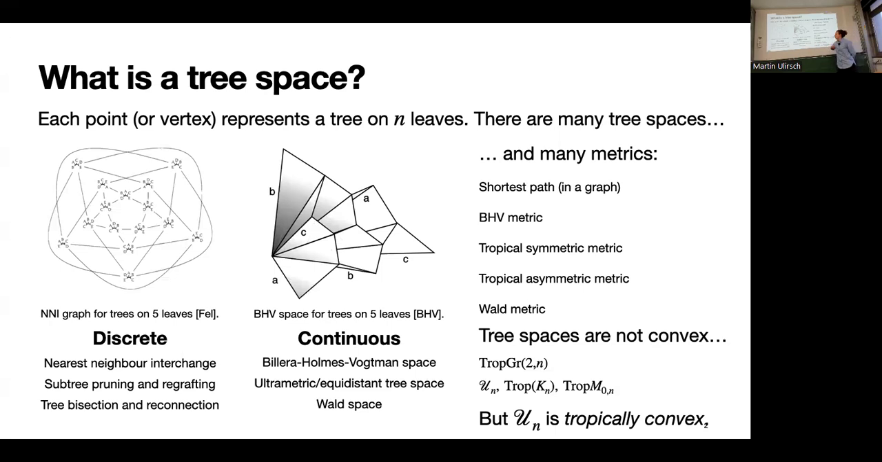And so I'll only talk about continuous spaces. There's two tropical ones that we're going to be interested in, the tropical Grassmannian of rank 2, and the space of ultrametrics, which is also known as the tropicalization of the complete graph and the tropicalization of M0n. It's a forest space. So you take the BHV space and you compactify it by adding in forests at the boundary.